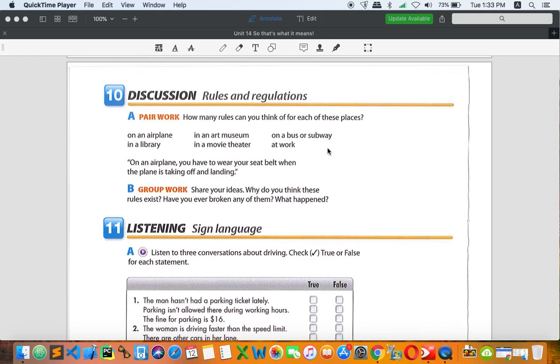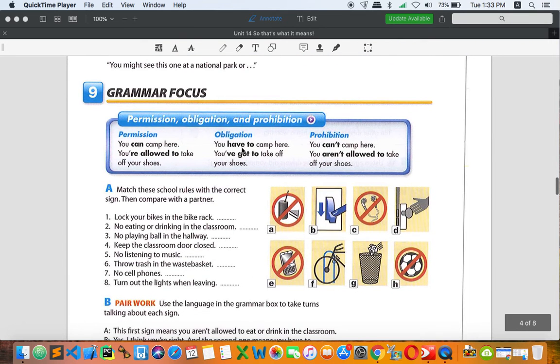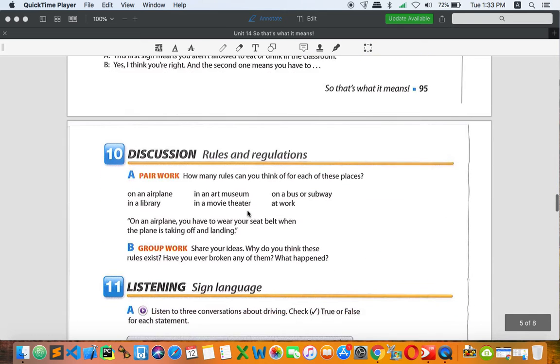When you want to talk about rules and regulations in these places, you should focus on the grammar points that we have learned about permission, obligation and prohibition. Again, permission is something that you are able to do, or you can do, or you are allowed to do. Obligation is about your job, your role, your duty, and the last one is the opposite of permission. It means you cannot do it or you are not allowed to do it. We're going to use all of them to talk about all of these places.